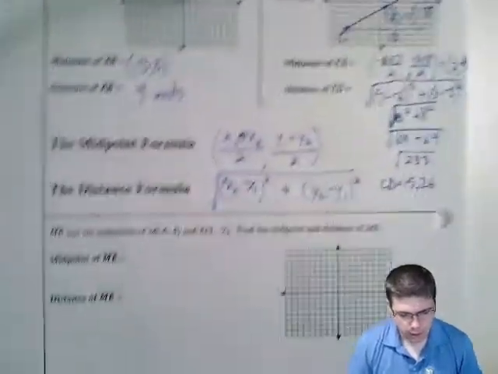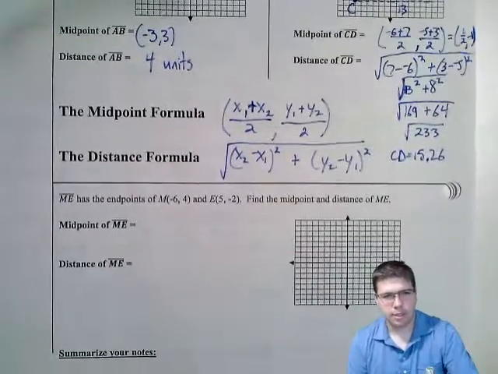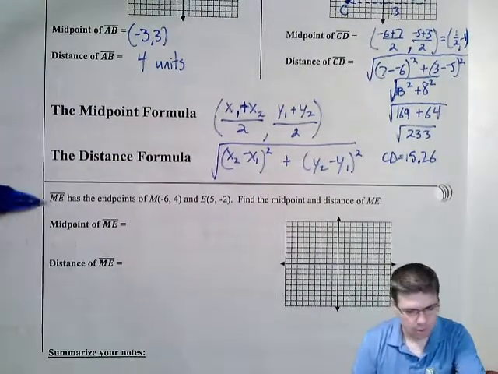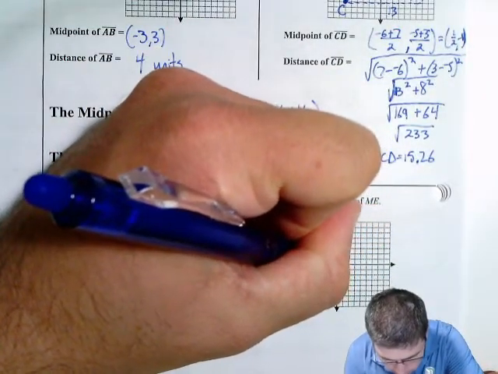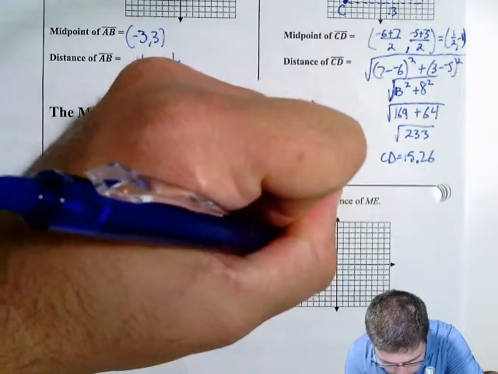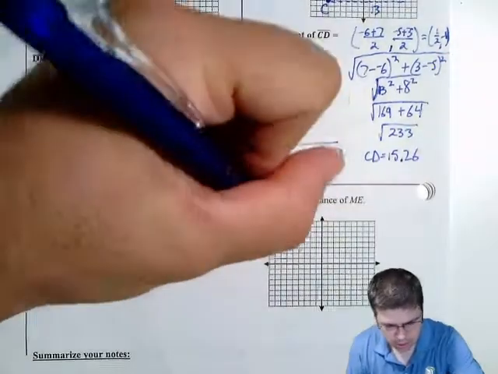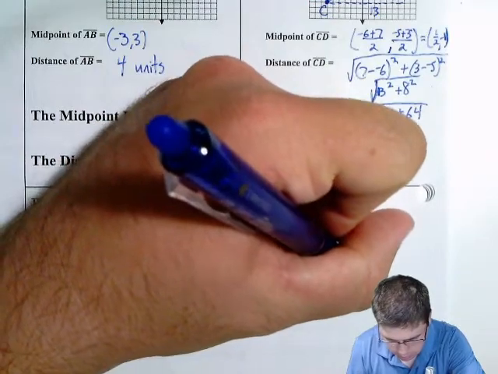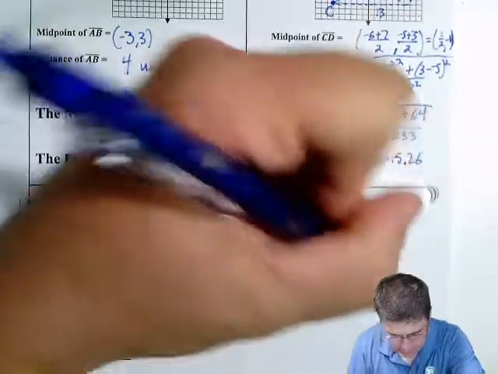All right, so an example of another problem like this, just some extra practice. If you want, you could pause and see if you can do it yourself, because this will be much the same as what we just did. So ME has the endpoints M at -6, 4. So 1, 2, 3, 4, 5, 6, 1, 2, 3, 4. So -6, 4 is the point M. E is at 5, -2. 1, 2, 3, 4, 5, down 2. And that is E. All right, and so I've got that segment there.